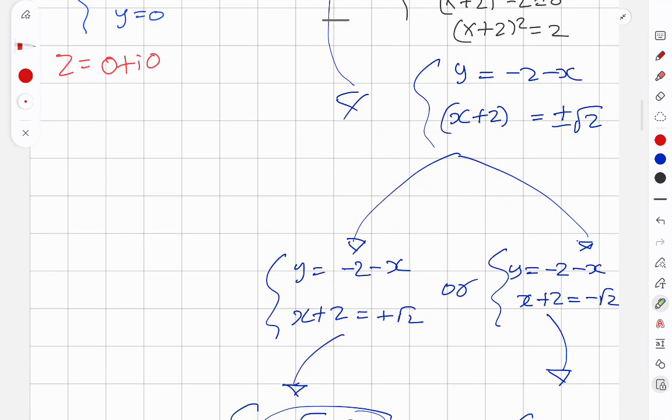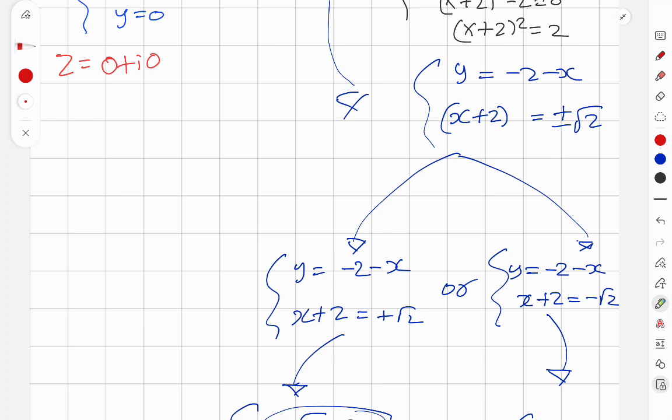Now you have two more possibilities. From here, your y could be plus root 2 or negative root 2. So write this way: y is equal to root 2, and here y equals negative root 2. Depending on that, you will have a value for x. So if y equals positive root 2, your x will be negative root 2 minus 2, and this one will be x equals positive root 2 minus 2.